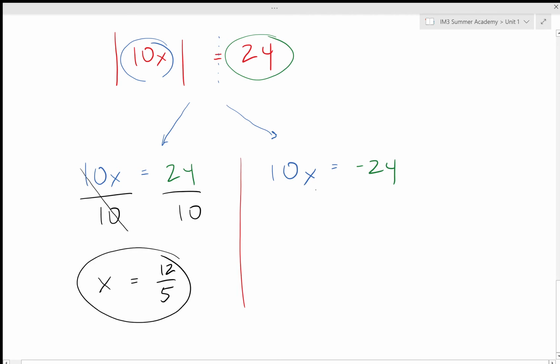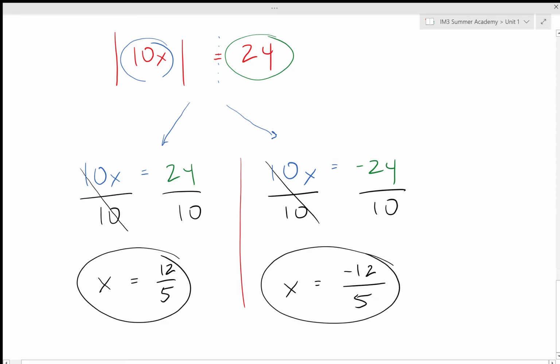Same thing for the other side, we're going to divide by 10. And the only thing that's going to be different this time is this 12 over 5 is going to be negative. But we still have two distinct answers, both of them work when we plug them back in.